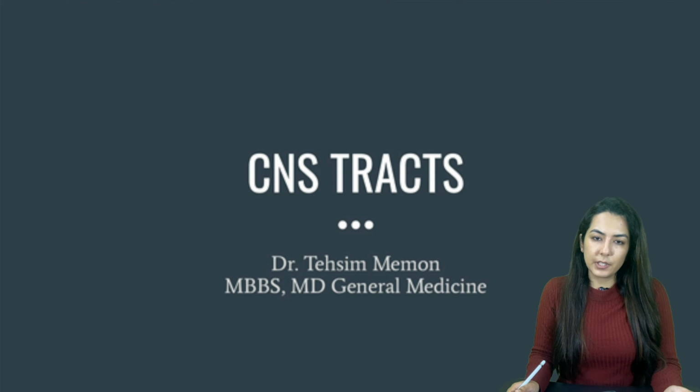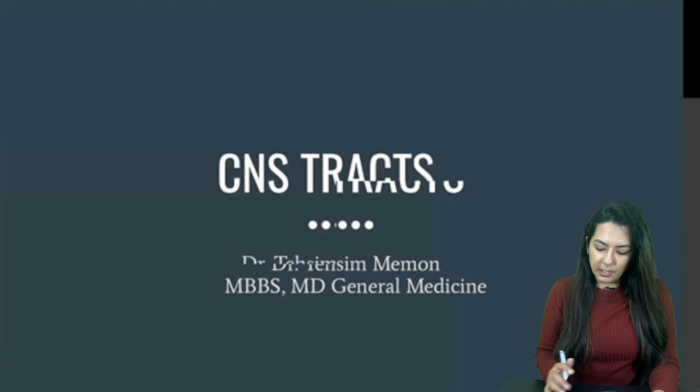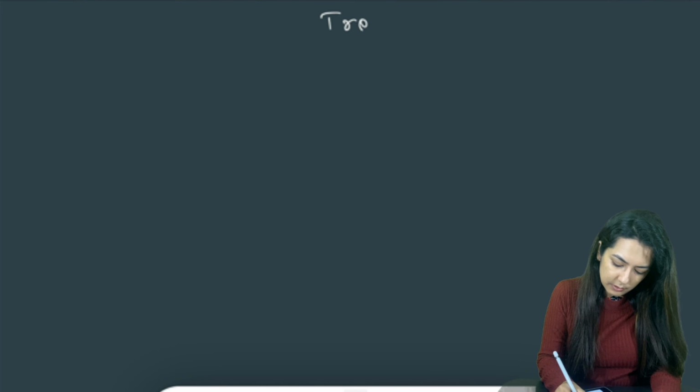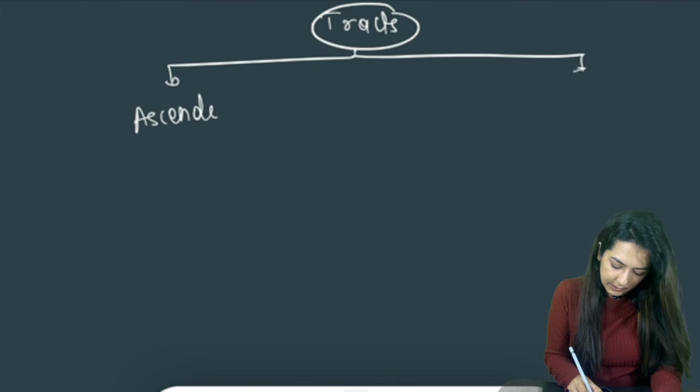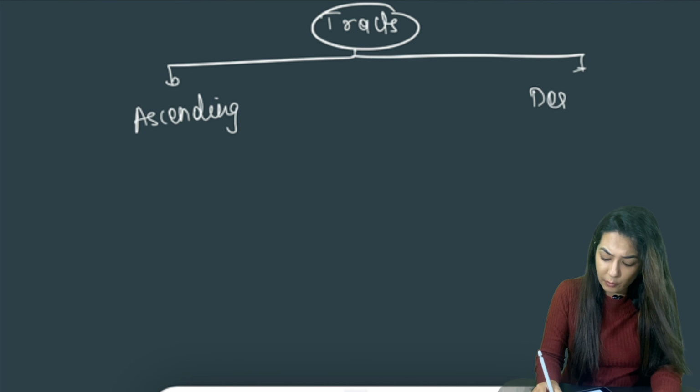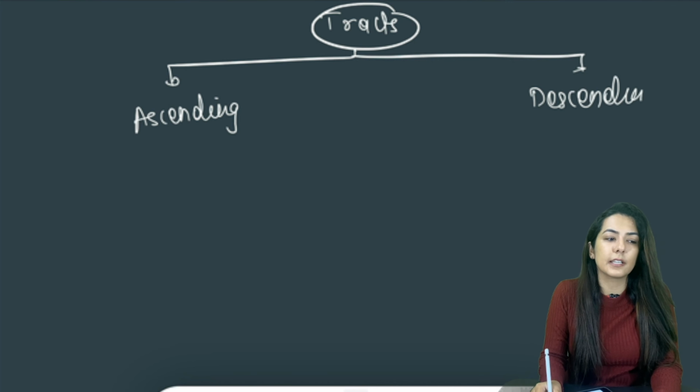So today we are going to continue neurology, and in that we are going to discuss CNS tracts. First of all, going in detail, we are going to discuss the basics of CNS tracts. Tracts are divided into two types: ascending and descending. First of all, we have to understand what an ascending tract is and what a descending tract is.